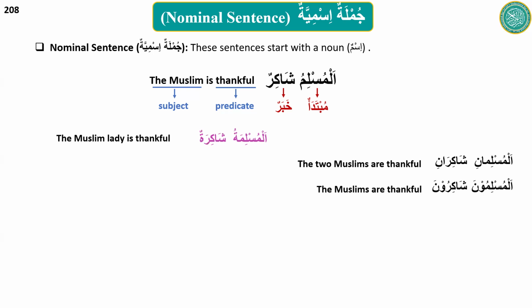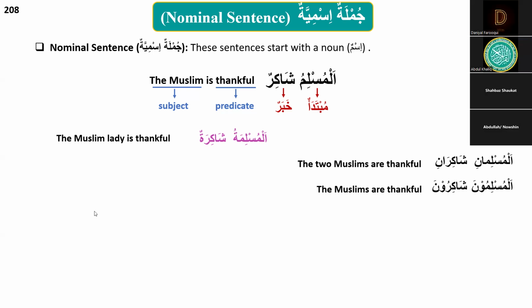Which one is mubtada? Which one is khabar, Abdullah? Muslimatu is the mubtada and Shakiratun is khabar. Now they match in terms of gender and number, and they are both marfu'. Correct? So that's what we need to take care of when we are making a jumla ismiya.